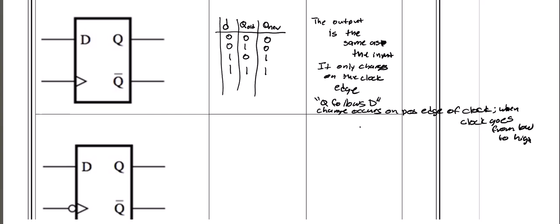Right, except I'm not showing the clock on this table. So all this is showing is just based on the value of D and the previous value of Q. Because on some flip-flops, the new value of Q depends on the old value of Q. So this I'll show you.